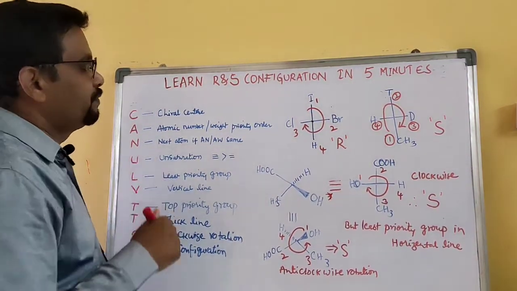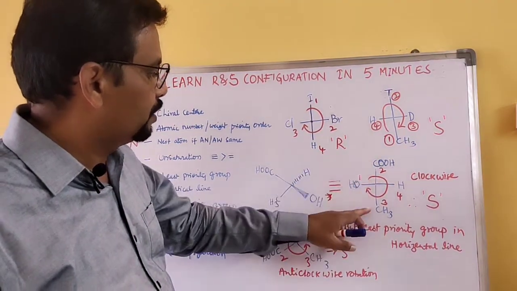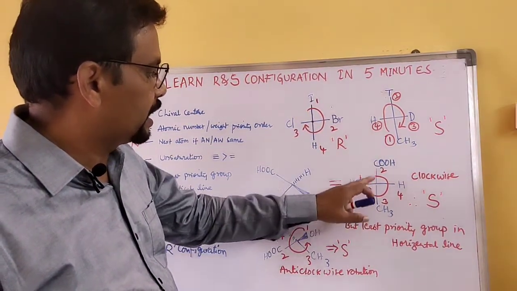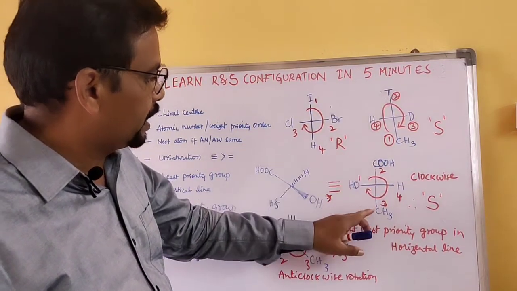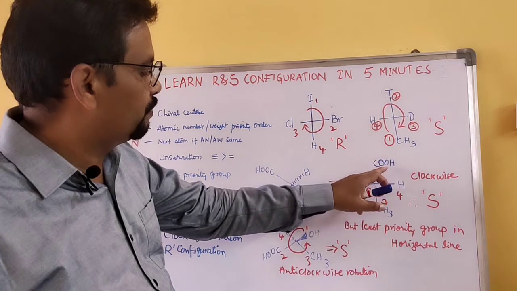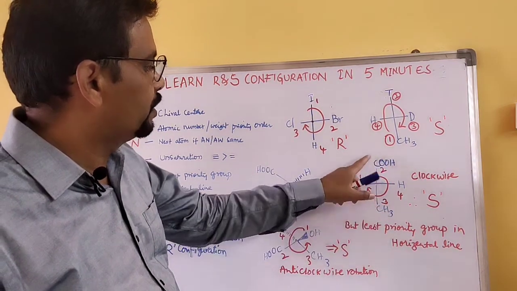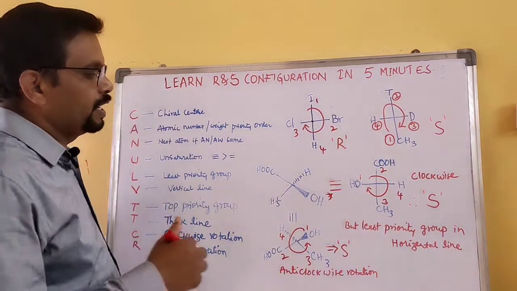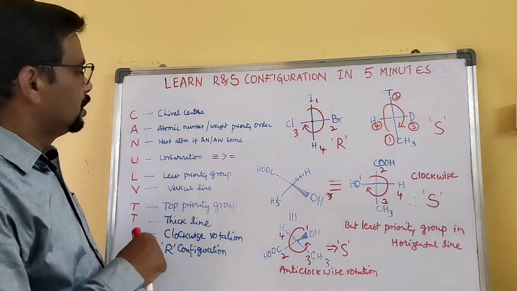Next, if the directly attached atoms are similar, in this case carbon and carbon, so atomic number and atomic weight are the same, therefore if you go to the next atom, it has oxygen, it has hydrogen, therefore COH gets more priority over CH3. That's the way you need to give priority order.